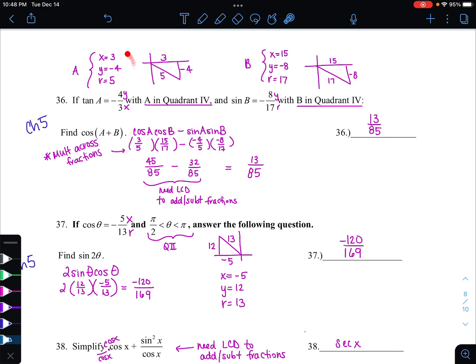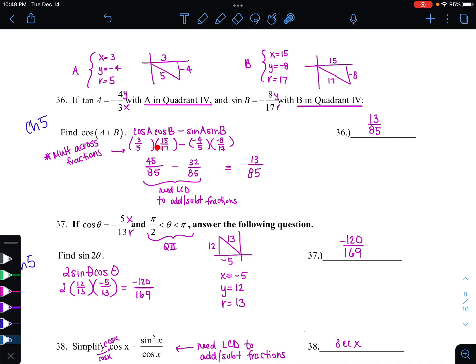Once you know your x, y, and r characteristics for your angles, then we can expand using the identities and then plug in the values. Again, please do not write cosine of 3 pi over 5. That's not what we're doing. Cosine of angle A wants x over r, 3/5. Cosine of angle B wants you to look at B and take the ratio x over r.